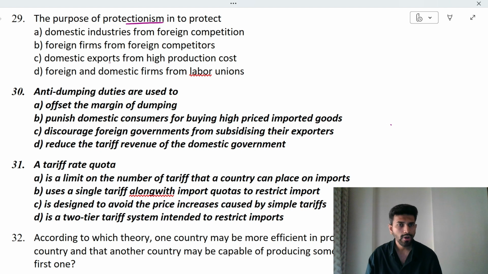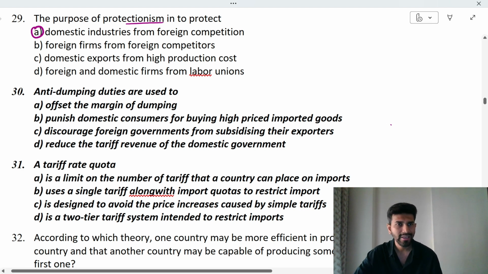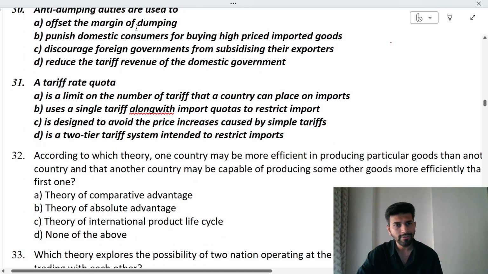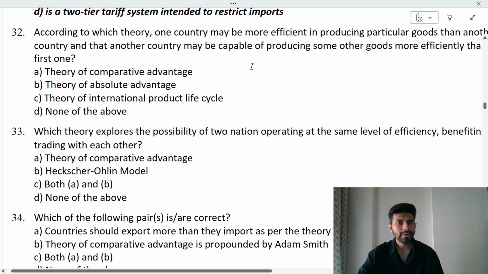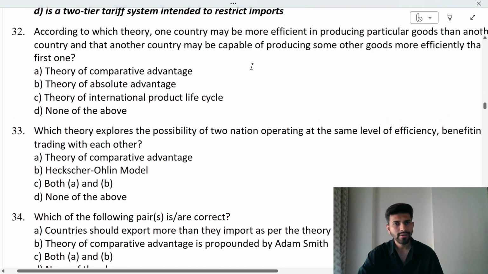Next, the purpose of protectionism theory is to protect domestic industry from foreign competitor, foreign competitor from domestic export, high production cost, or foreign and domestic firms from labor union. Correct answer is A. Protectionism says that we need to protect our domestic industries from the foreign giants. So correct answer is A. These two questions we will discuss after studying quota, tariff barrier, non-tariff barrier, etc.